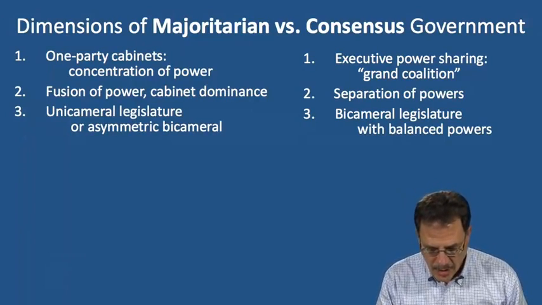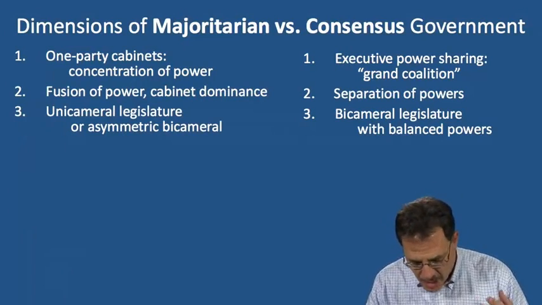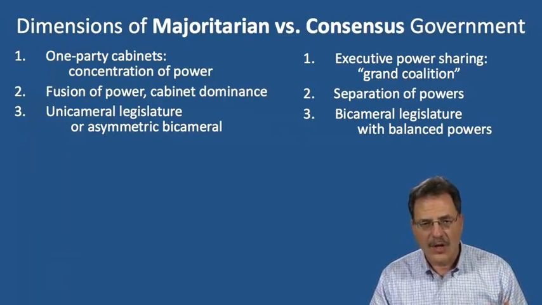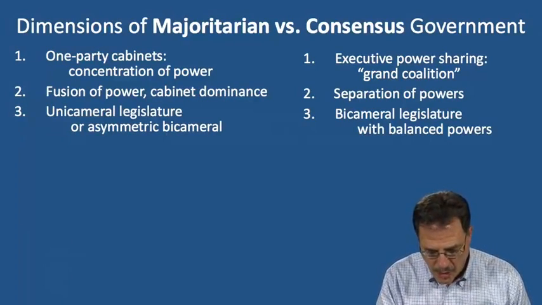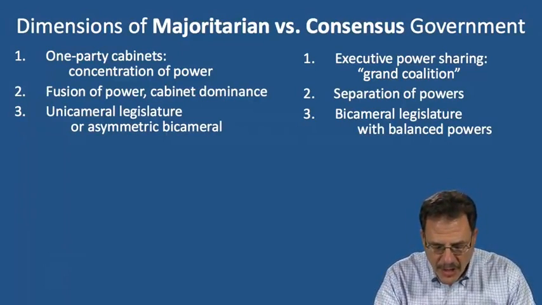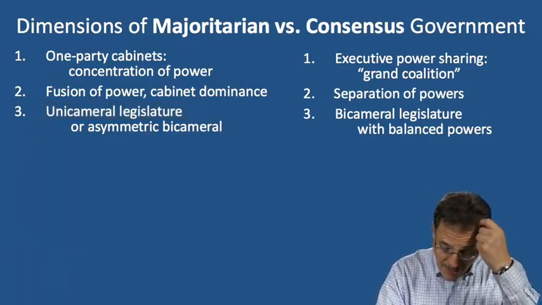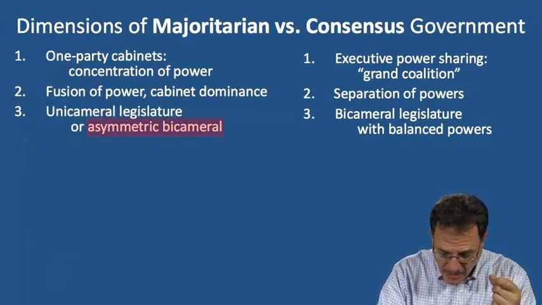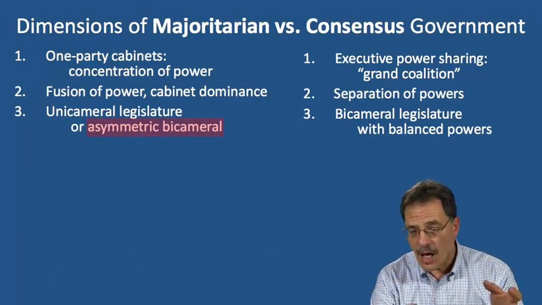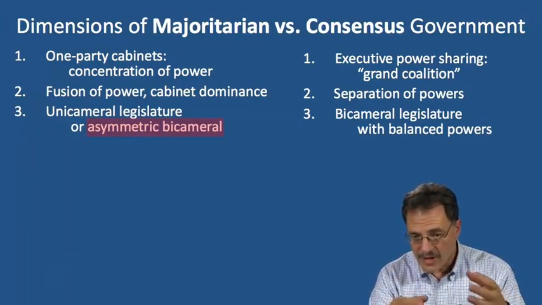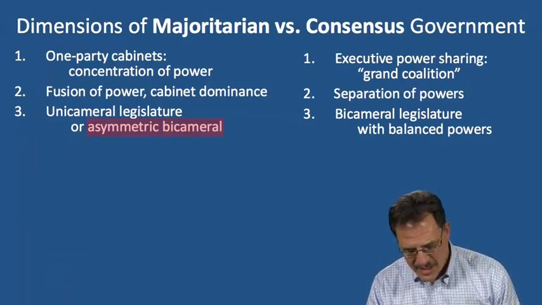If it's bicameral, do each of the houses of the national legislature, the parliament, the Congress, the National Assembly, whatever it's called, do they have roughly similar powers, or is one house much stronger than the other? If there's a unicameral legislature, there's only one house of parliament. Or if there is what we call an asymmetric bicameral legislature, like the parliament in the United Kingdom, where there's a House of Commons and a House of Lords, but the House of Lords cannot do anything more than delay legislation.